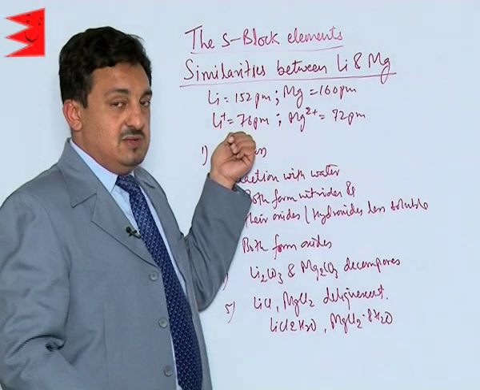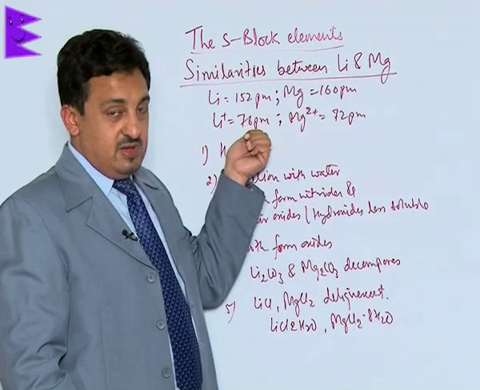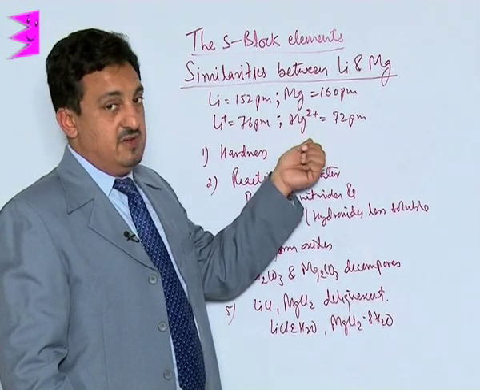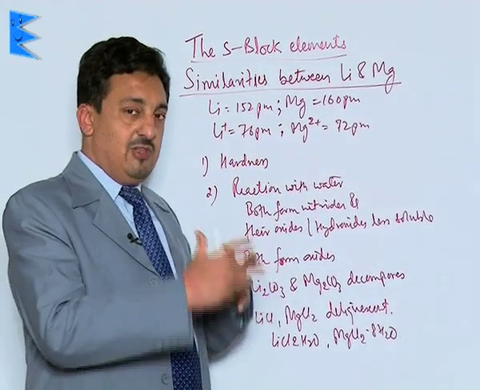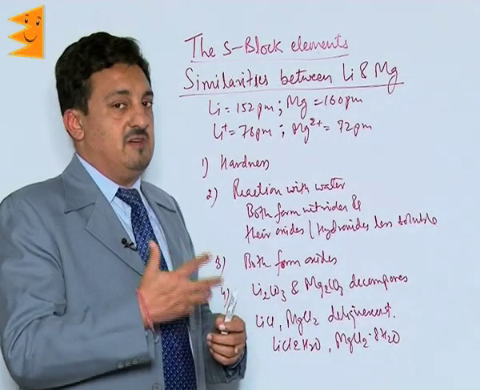Their ionic sizes also are very similar. Lithium ion size is 76 picometer, whereas magnesium's ionic size is 72 picometer. So again, very close in their ionic sizes. That is why most of their properties are very, very similar.